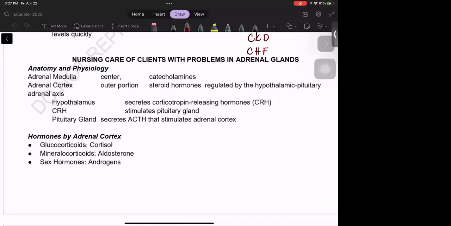Okay, so guys, your adrenal gland is our next topic. So class, let's review first your adrenal glands, the anatomy of your adrenal glands. So class, you have your adrenal medulla. Class, your adrenal medulla is the center of your adrenal gland.